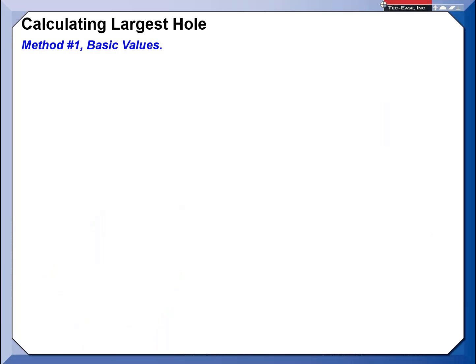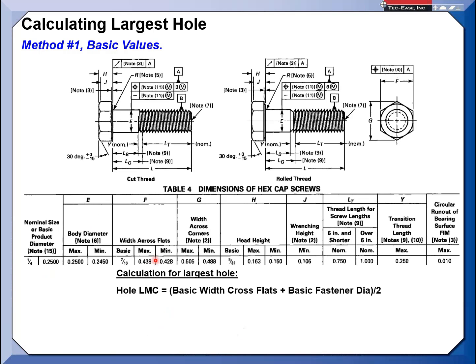Now we can populate that into the equation, using the equation I showed you about shoving the bolt all the way over to one side of the hole. Now we're going to run the numbers of what the actual hole at LMC size would be, the largest. So here, the basic width across the flats, 0.438, we're going to add together with the basic diameter, 250, and then divide by 2. In this case, the largest hole, the hole at LMC, would be 0.344, based on basic values.